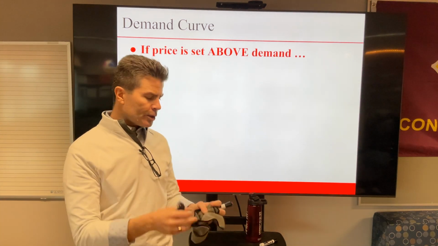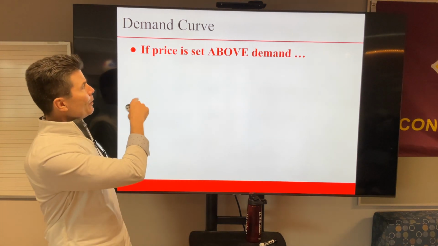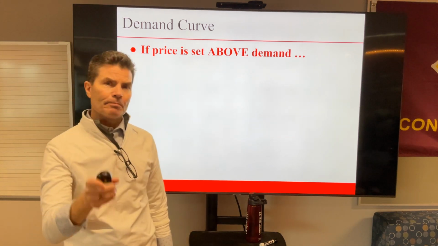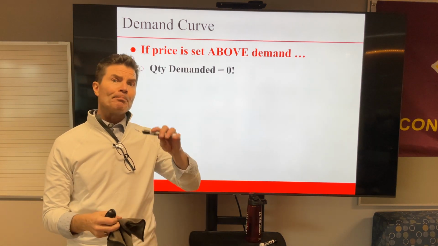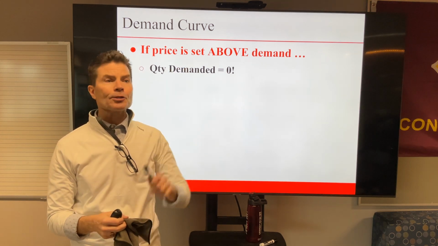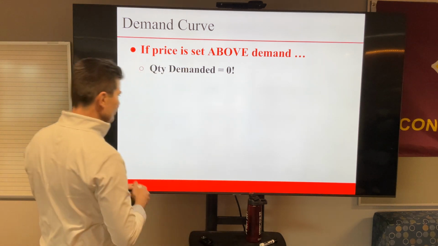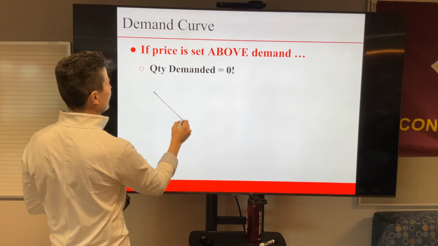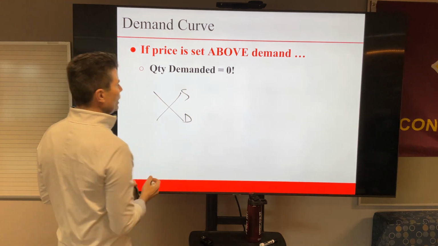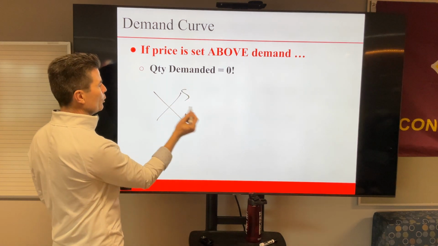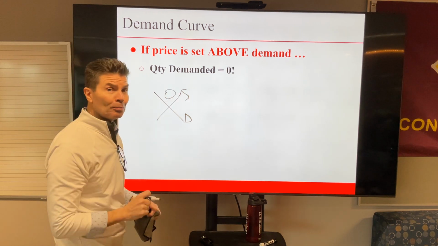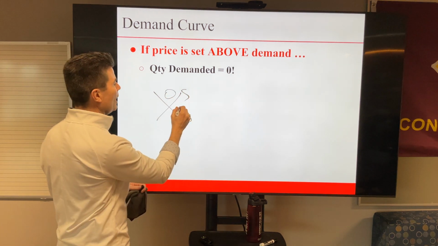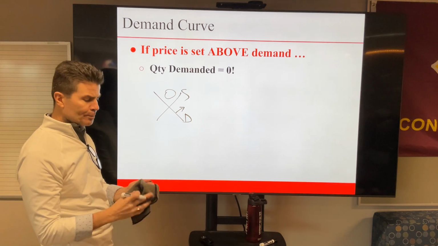So if the price is set above the demand curve, remember what that basically means: there is no demand for it. And remember what that looked like when we had our supply and demand curve. If we wanted to charge a price in this area, there was no surplus in there. Why? Because it's beyond what people are willing to spend.